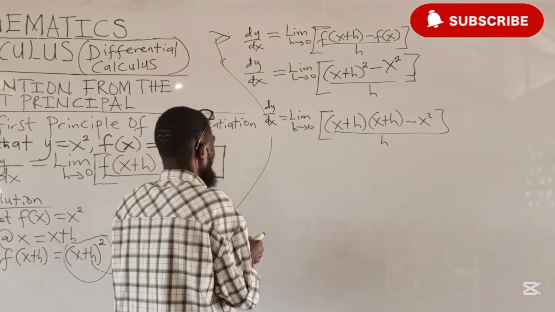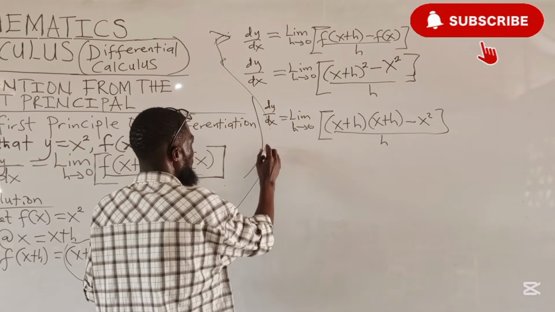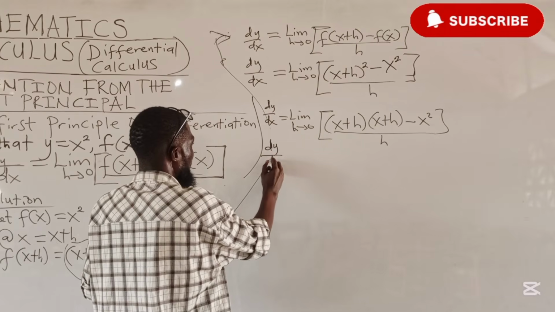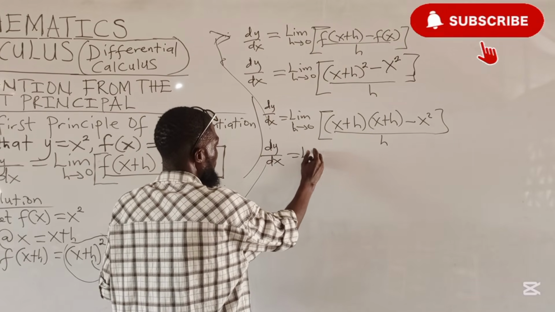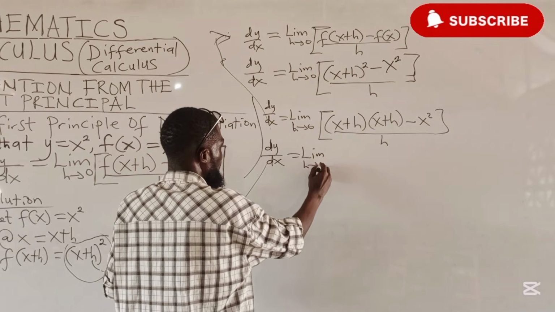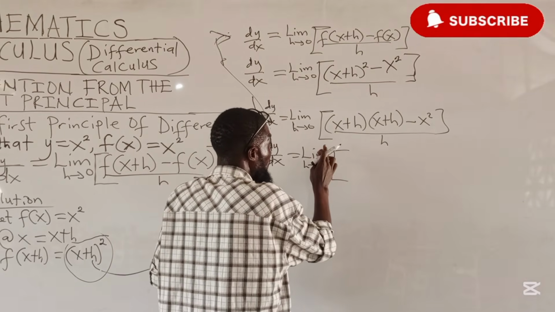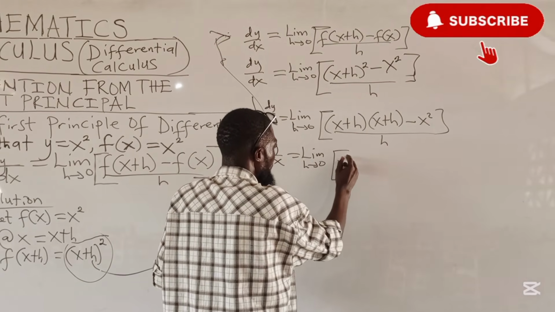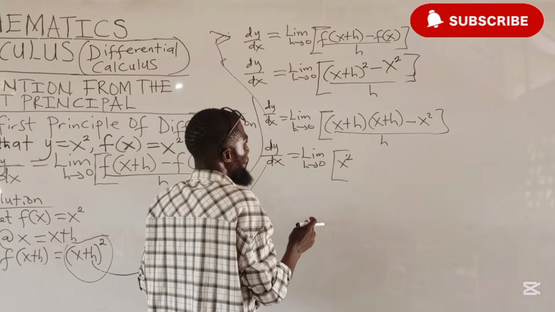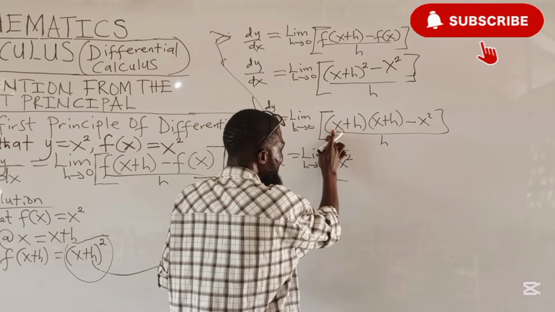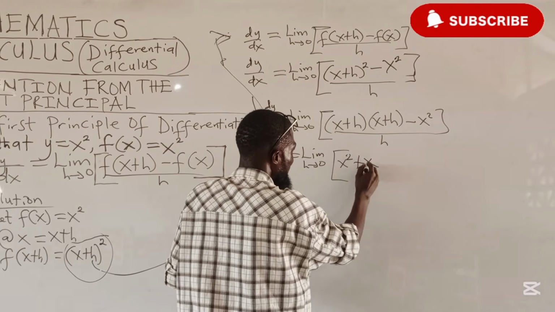So on this note, we'll bring our formula down. We say dy over dx will just be equal to limit as h approaches 0, bracket open. What will happen? When we multiply x times x, we have x squared. We multiply x times h, we get plus xh.